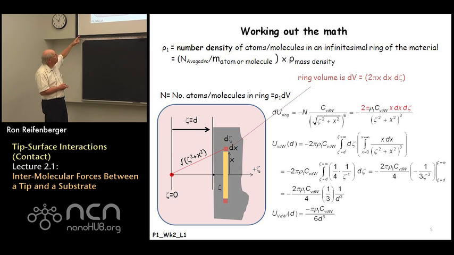So the 1 over z to the 6th variation of the interaction potential between individual molecules gets integrated down by the algebra to a 1 over d cubed answer.